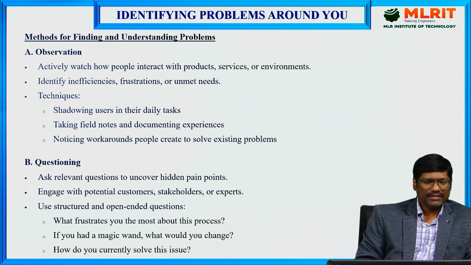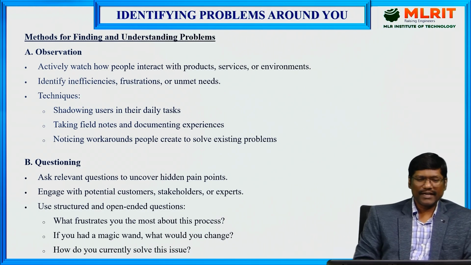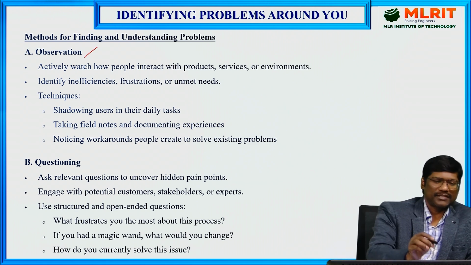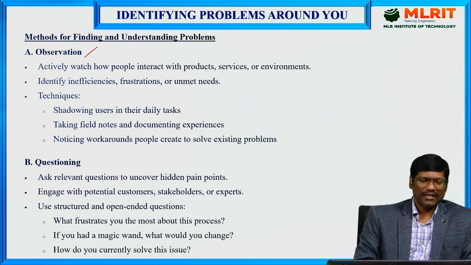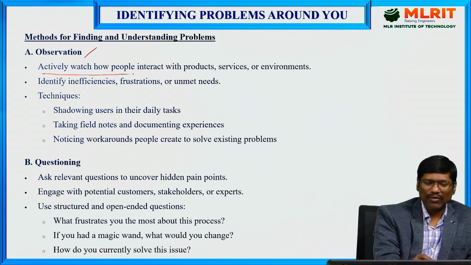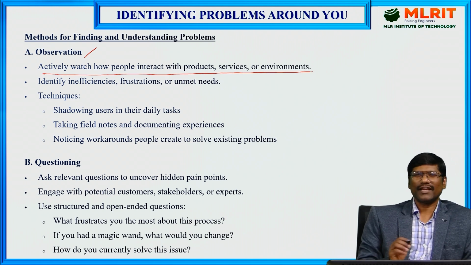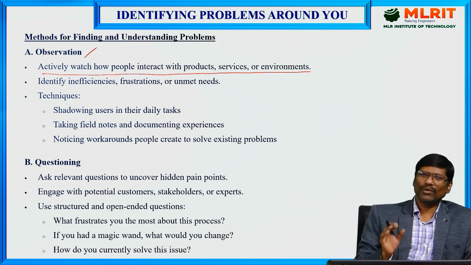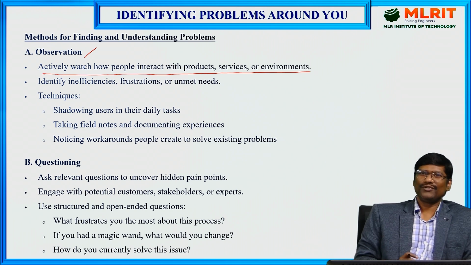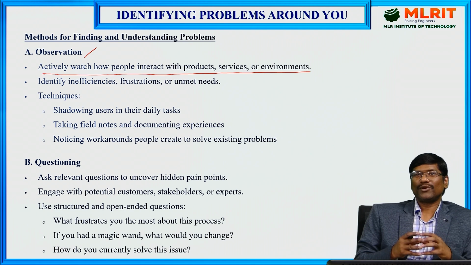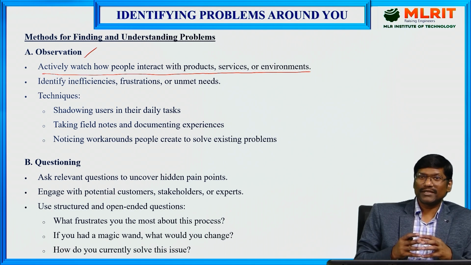The next one is methods for finding and understanding problems. First one is observation. We'll see different methods. Observation, as we discussed earlier also. Actively watch how people interact with products, services, and environments. Everything is observation. If you want to be a successful entrepreneur, you need to observe people's psychology. It's very important. Why they are doing what they are doing, what is their purpose, right?